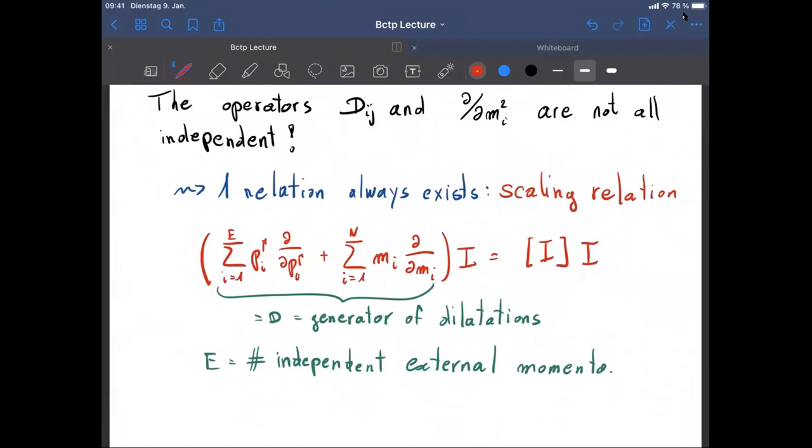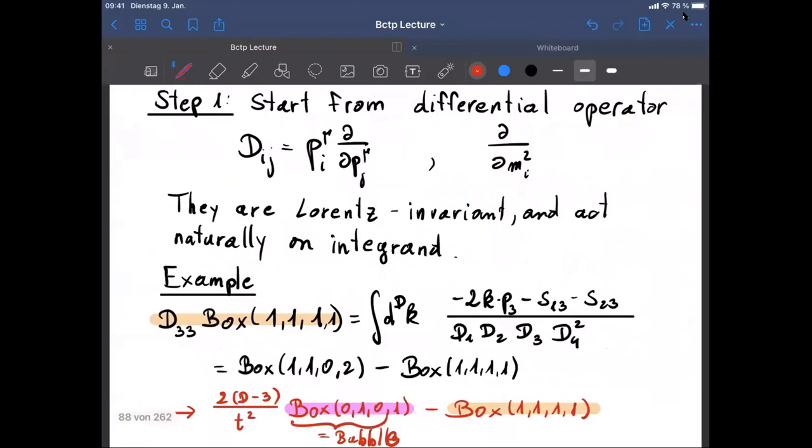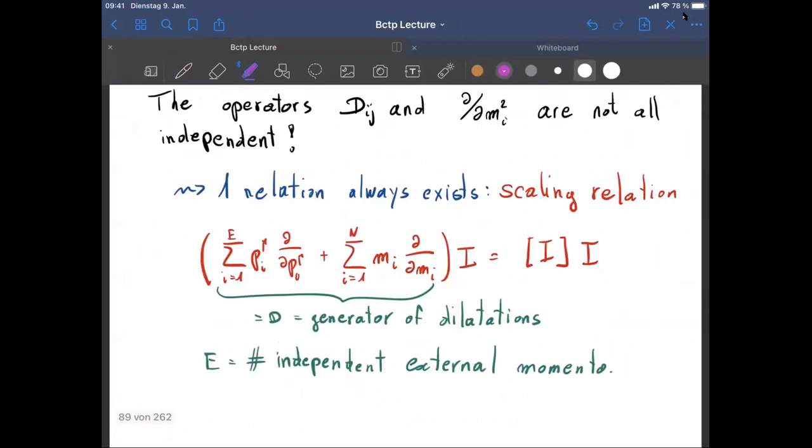One thing, let me just mention it. We can go through it in more detail if you like. These differential operators here, this and that, are also not all independent. In particular, you can show that the following relation always holds. This thing here is what I called D_ii. If you sum all the D_ii and you sum all the derivatives with respect to the mass, you get back the integral itself times a number, which is just the energy dimension of the integral. So there's a linear combination of integrals that is trivial.